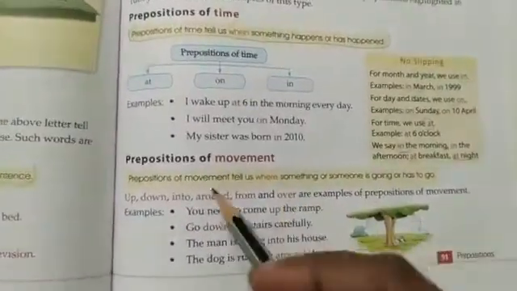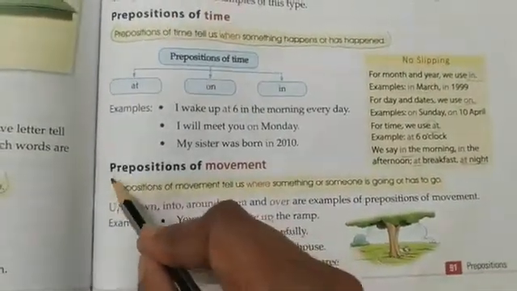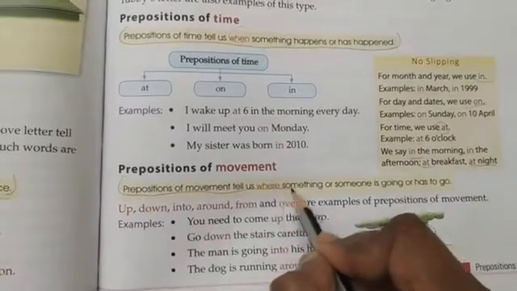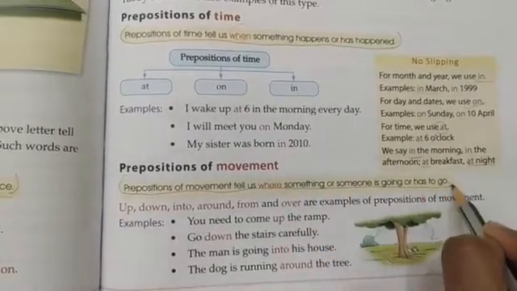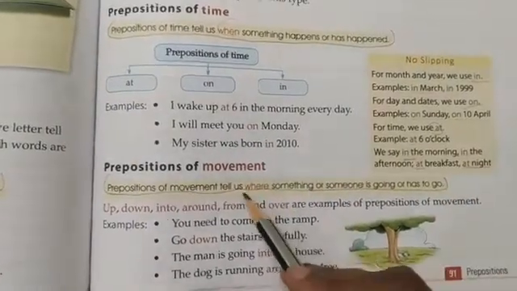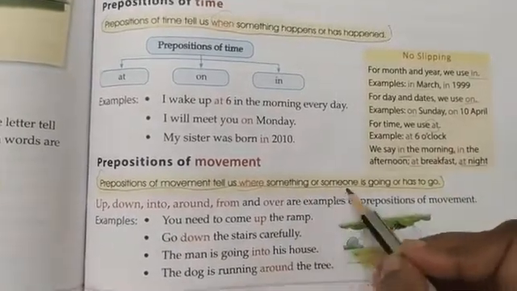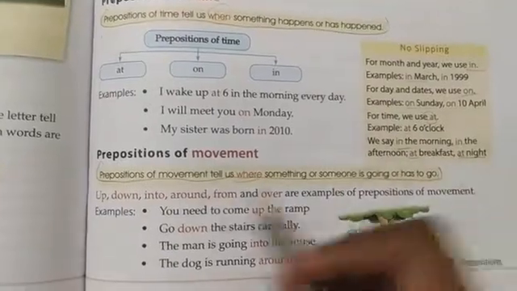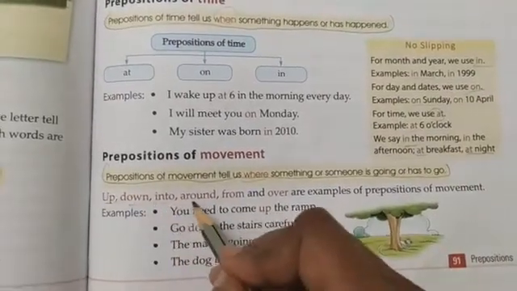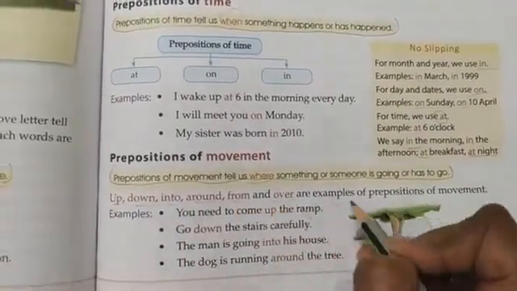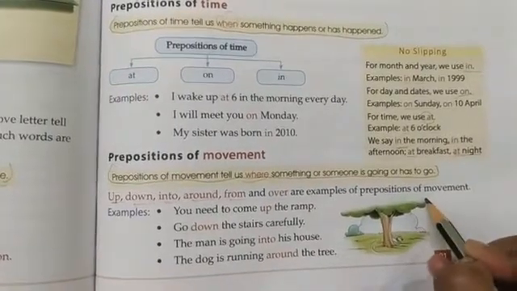Next we have prepositions of movement. Prepositions of movement tell us where something or someone is going or has to go. Like up, down, into, around, from, and over are examples of prepositions of movement.